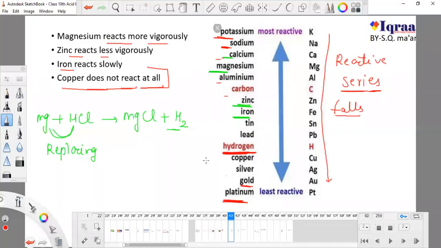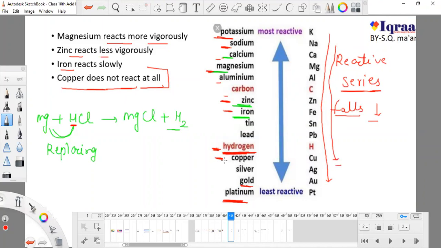Now magnesium is more reactive than hydrogen, zinc is more reactive than hydrogen, and iron is more reactive than hydrogen, so they can replace hydrogen. But copper is less reactive than hydrogen, because as we go down, the reactivity series falls. It means that any element lower in the series is less reactive than the one above it.